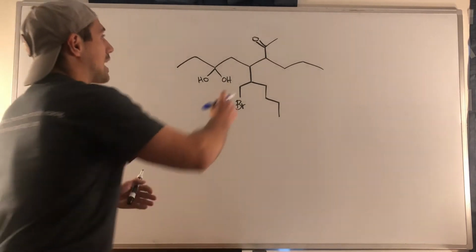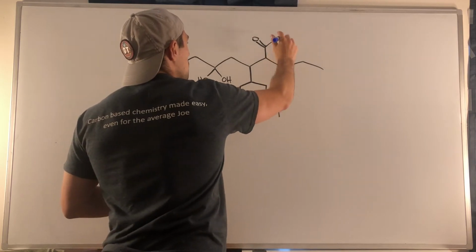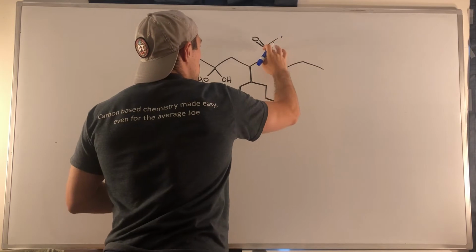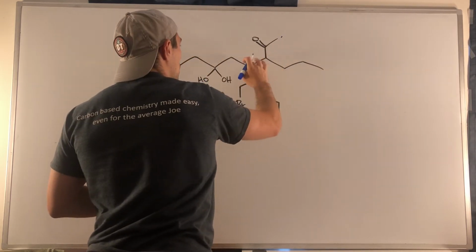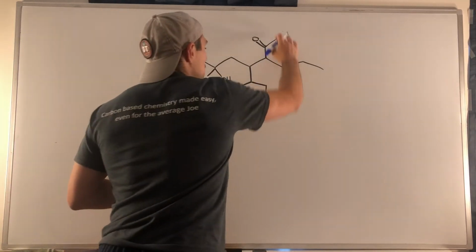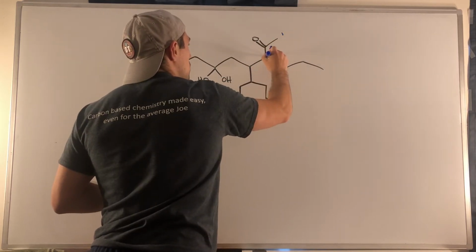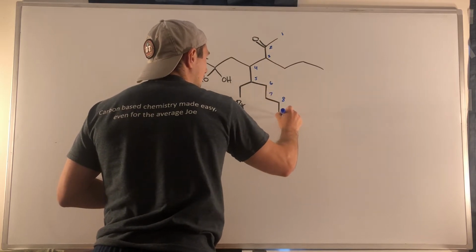Okay, so I'm going to start counting from up here and going this way. So we could do, I'll start right here. 1, 2, 3, 4, 5, 6. 1, 2, 3, 4, 5, 6, 7, 8. 1, 2, 3, 4, 5, 6, 7, 8, 9. Bingo. That's our longest chain. And we're going from here down because that gives the ketone the lowest number. 1, 2, 3, 4, 5, 6, 7, 8, and 9.